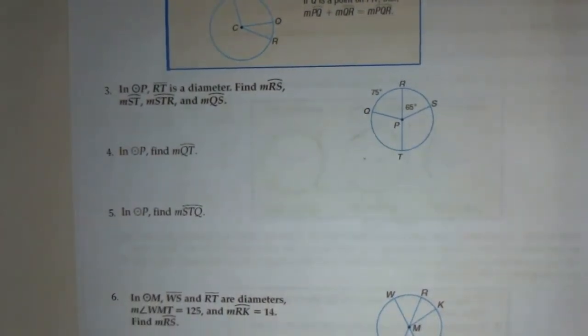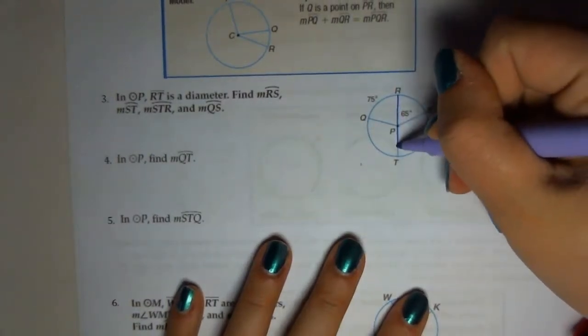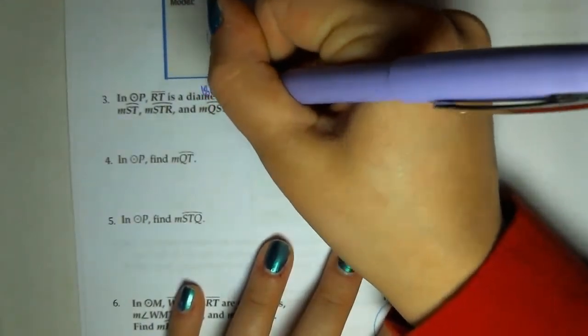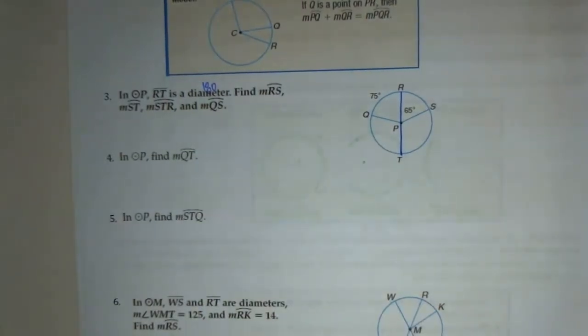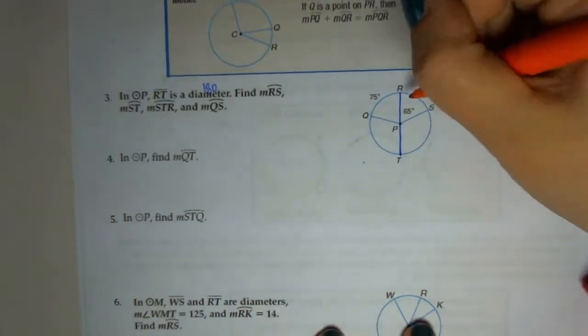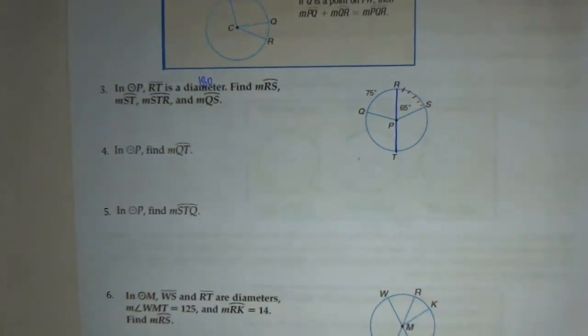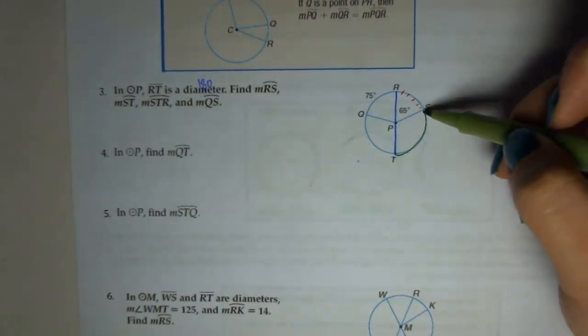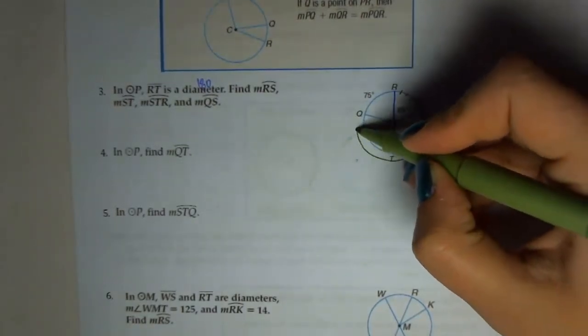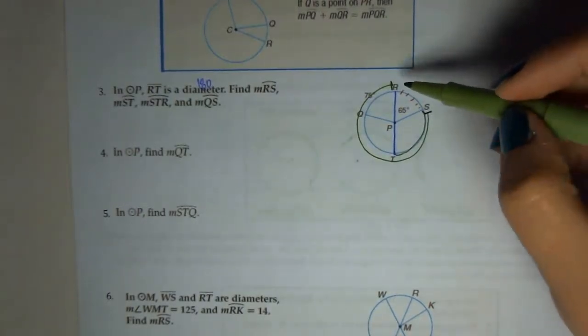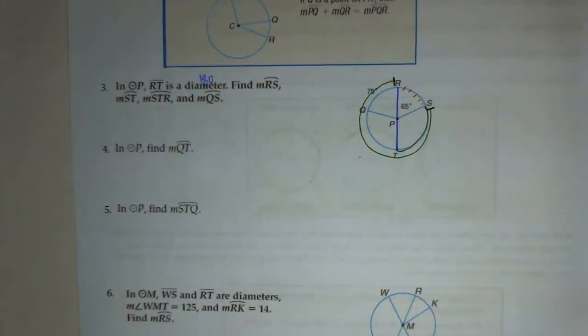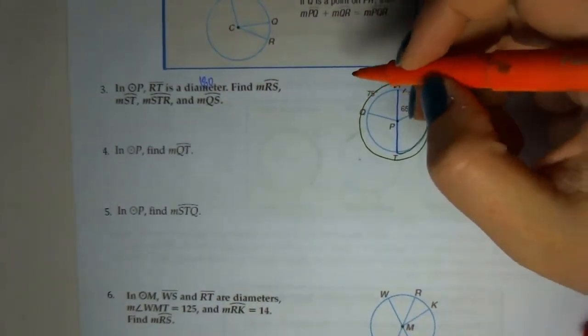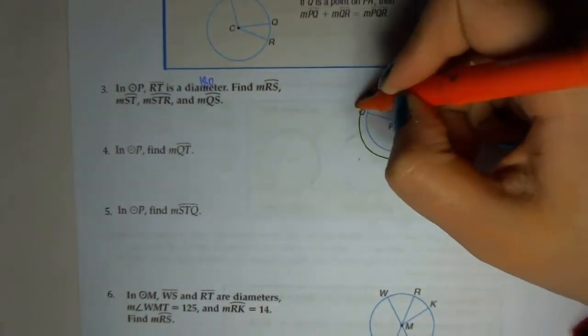So in circle P, RT is a diameter, 180. Find the measure of RS, ST, STR, so that's going to be this huge one, and QS. I'm going to go this way. Okay.